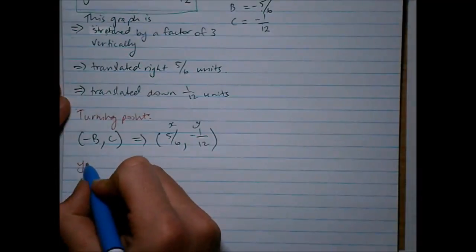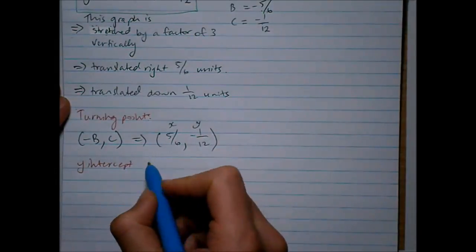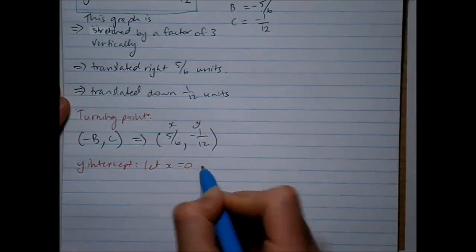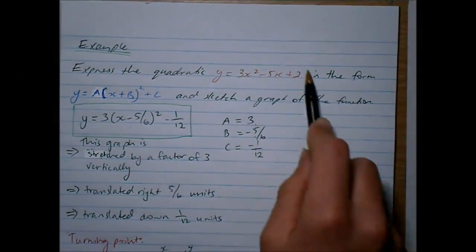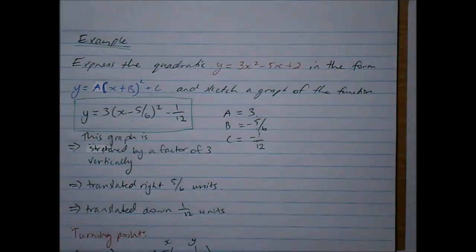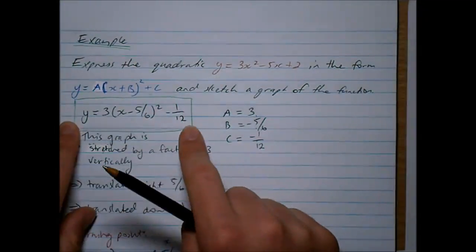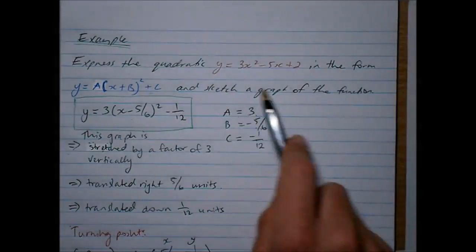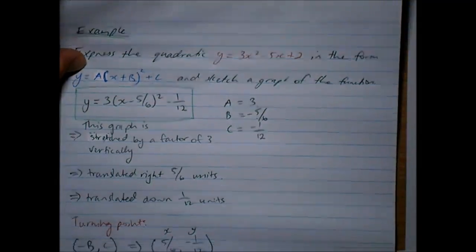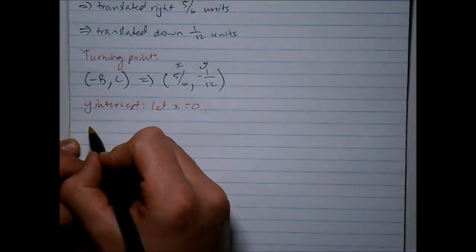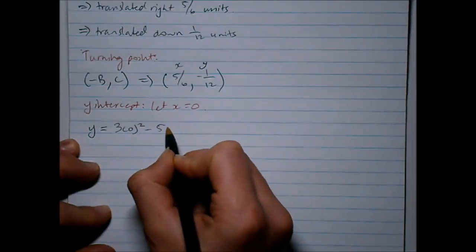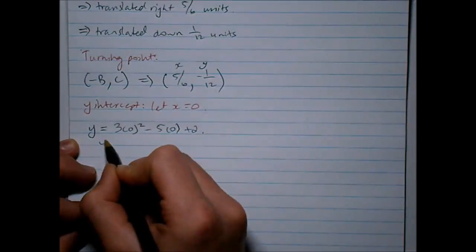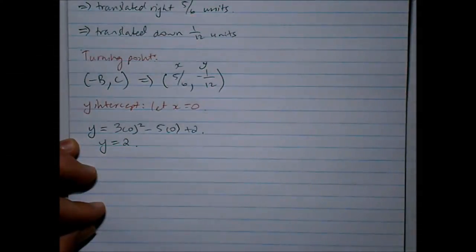Next step, we want the x and y intercepts. The y-intercept we find by letting x equal 0. For this, we actually go back up here to this form because it's easier to use. We've gotten all of the useful information from this form, and we're going back up here to find the intercepts. So we just let x equal 0, and we get y equals 3 times 0 squared minus 5 times 0 plus 2, and that gives us y equals 2. So y equals 2 is our y-intercept.